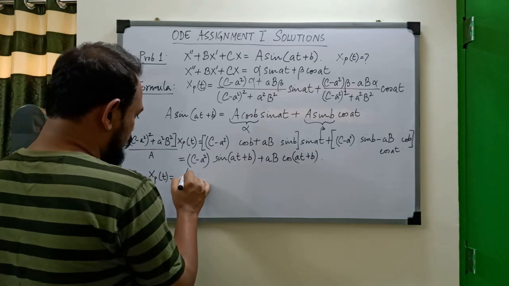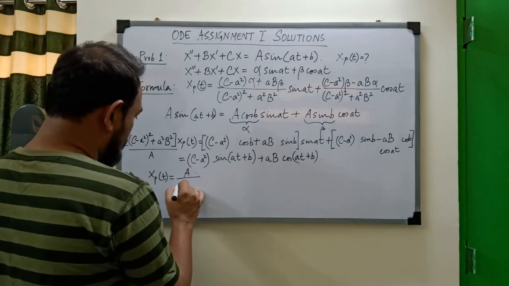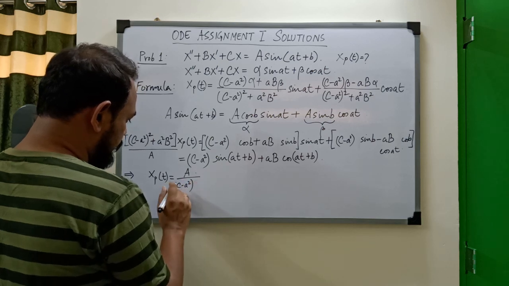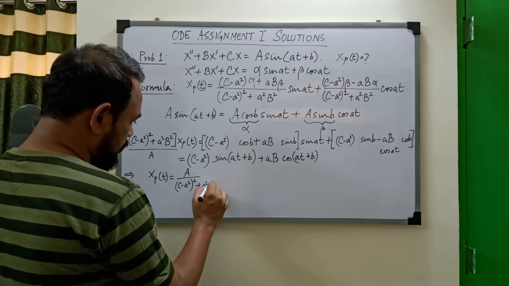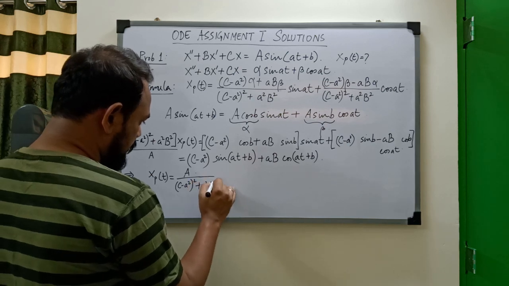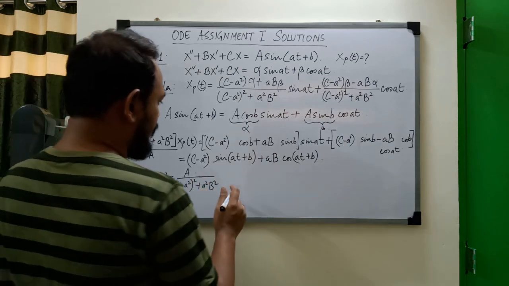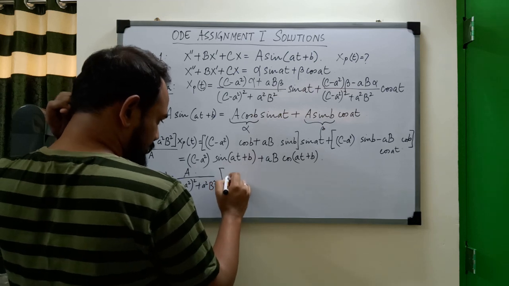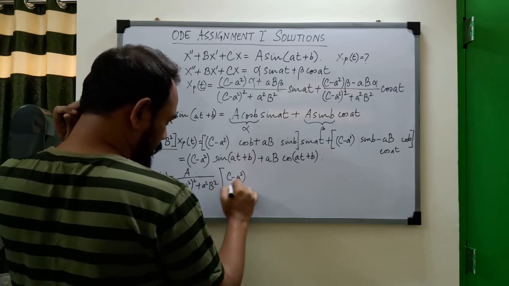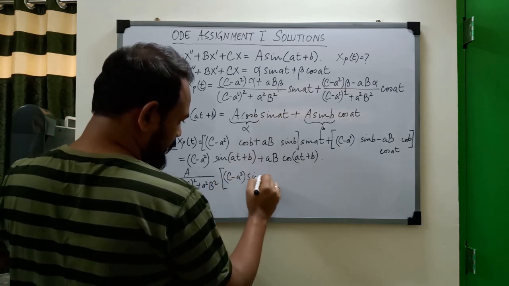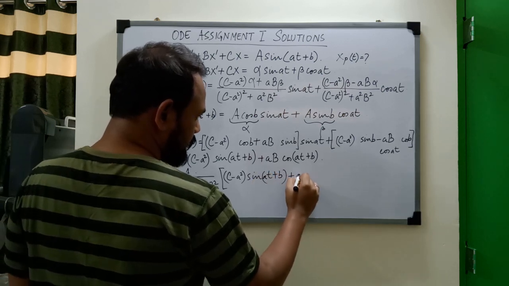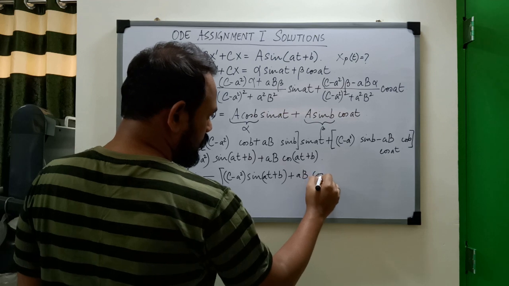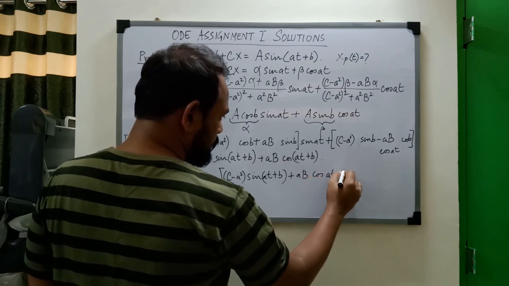So I really have capital A by C minus A square, this C is a capital C, plus A square capital B square. Okay. And I have this whole thing on the right, which is C minus A square sine AT plus B plus small ab cosine AT plus B.